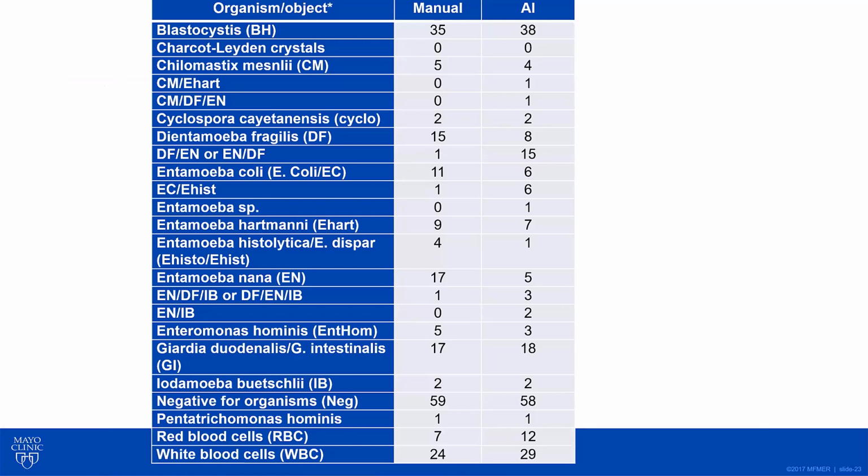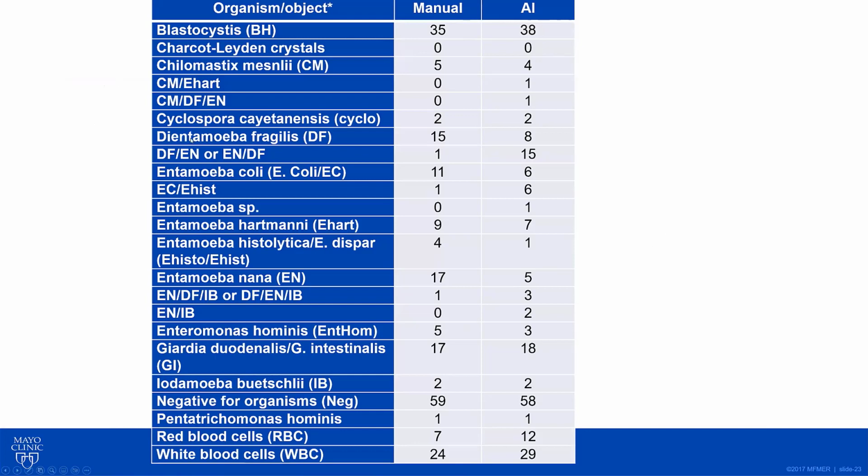And this is just a list to break down by each parasite, whether it was a pathogen or a commensal protozoan, and also by white blood cell and red blood cell, how the manual compared to artificial intelligence. And for all of them, we did not detect a single category that was significantly skewed towards one or the other.